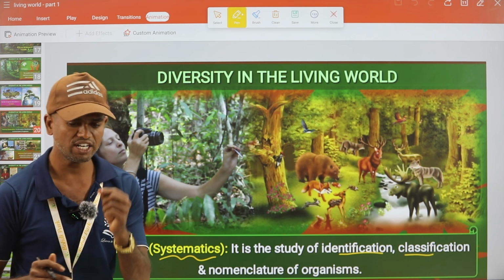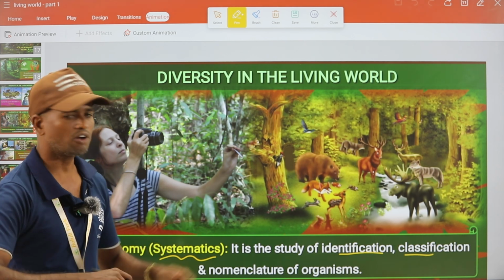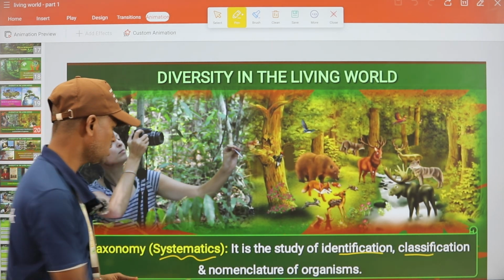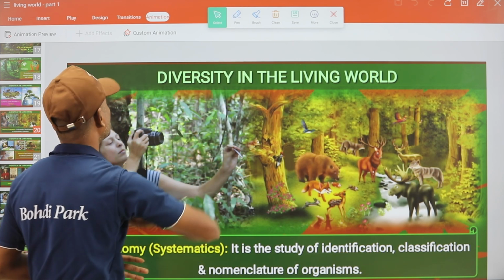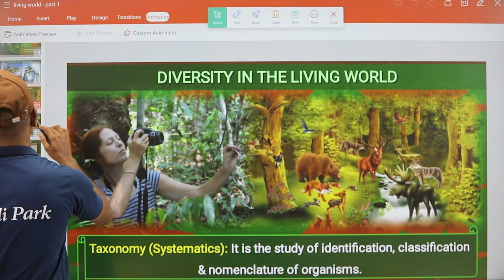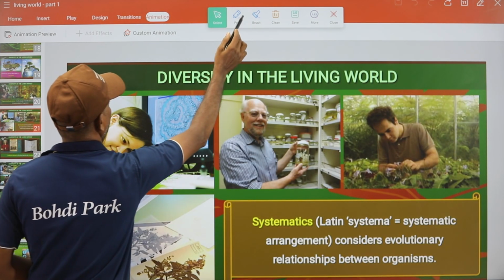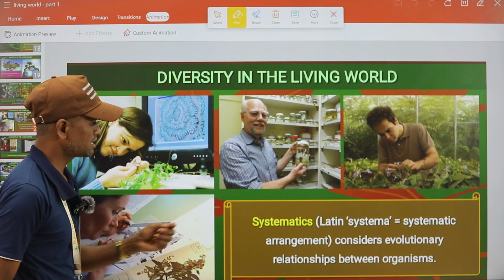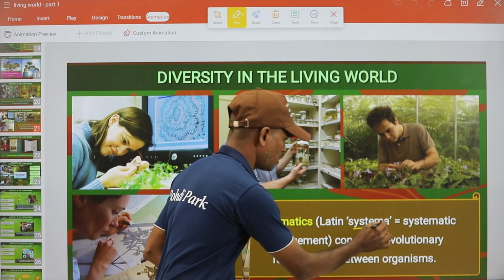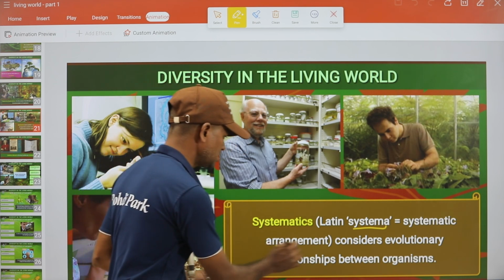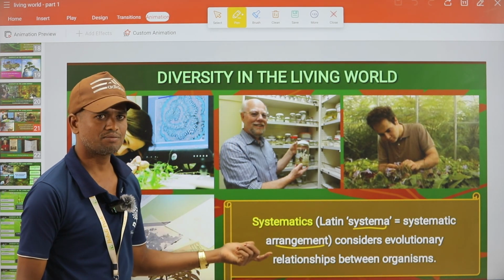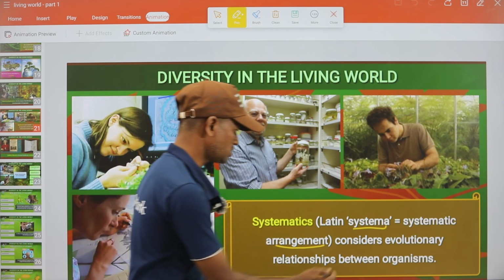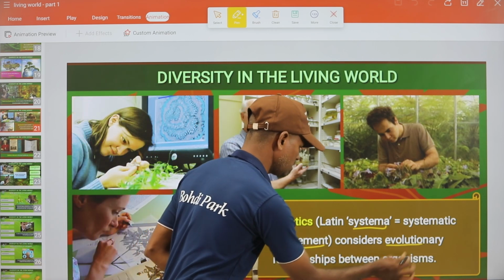Identification: we are going to identify the organism. We have to classify that organism, and then we are going to name the organism. These are the basic processes involved in taxonomy. Okay, so systematics. Systematics comes from the Latin word systema, meaning systematic arrangement. It considers the evolutionary relationship between organisms.